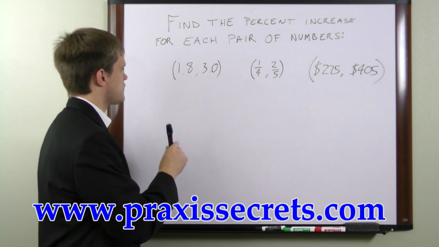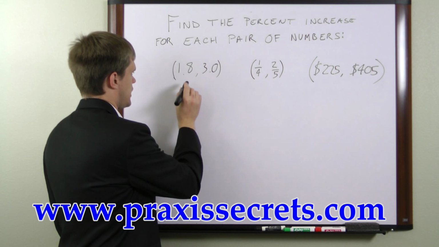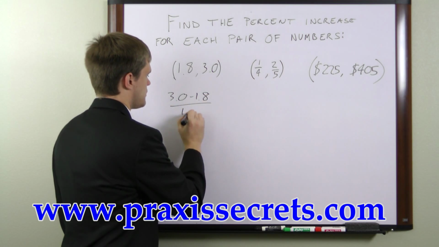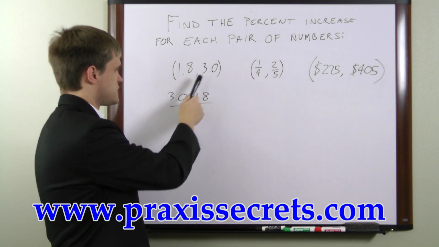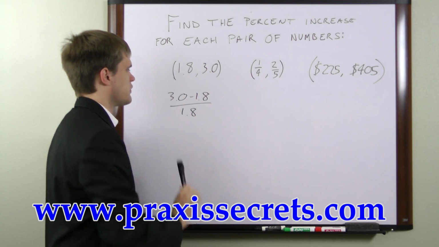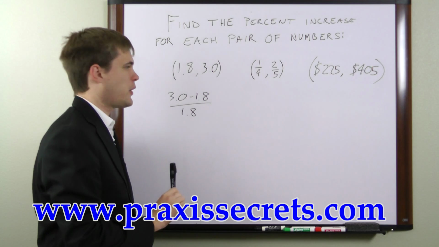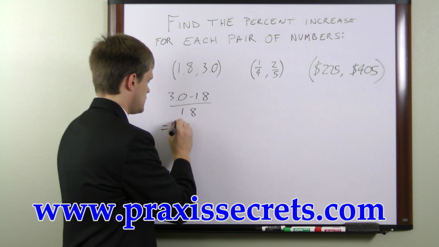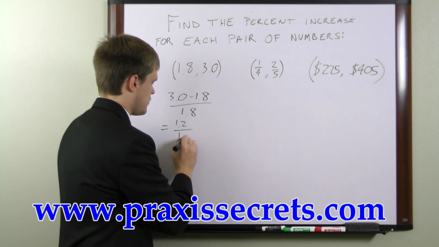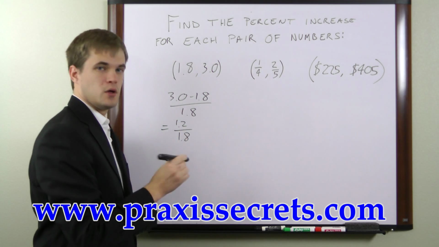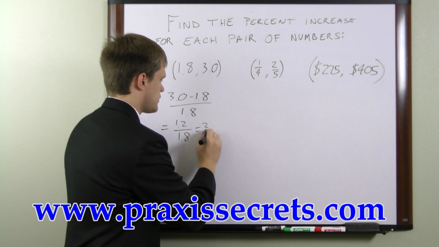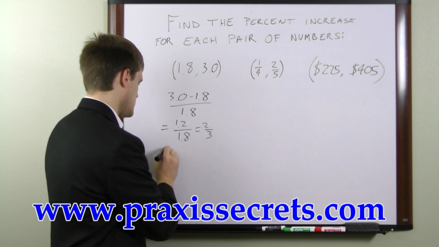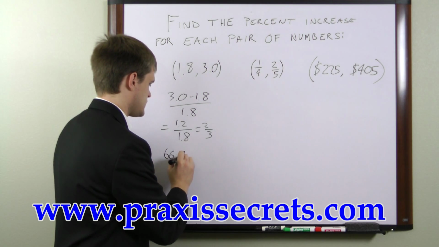The first one, we have 3.0 minus 1.8 divided by 1.8. And the formula is the second minus the first over the first. And that's going to be consistent throughout. Now to solve this, we can take 3 minus 1.8, which is 1.2. So we have 1.2 over 1.8, which is equivalent to 2 over 3. And the percentage form of 2 over 3 is 66.7%.